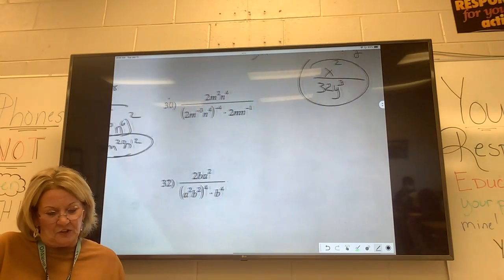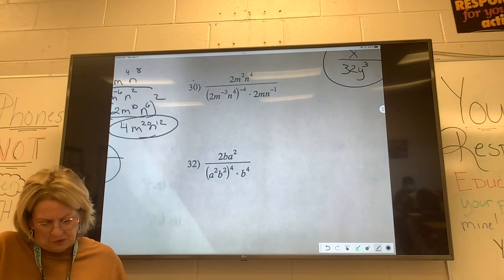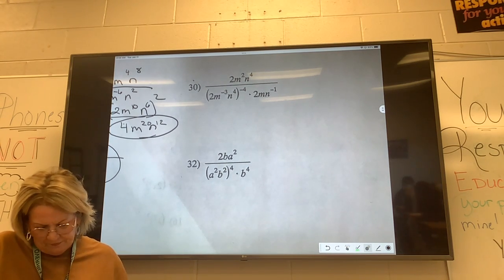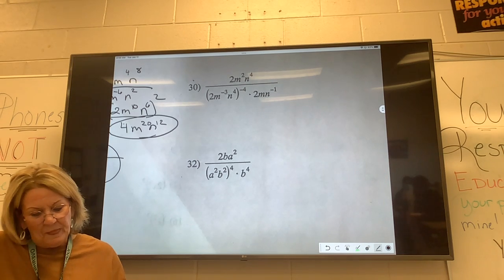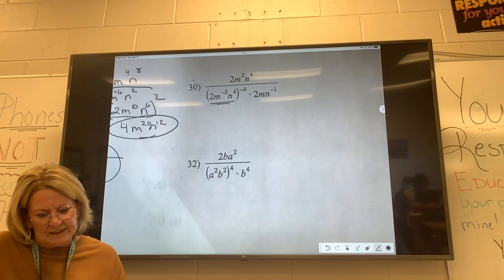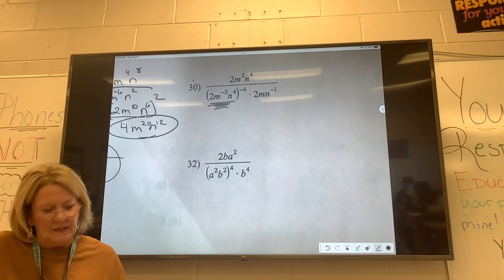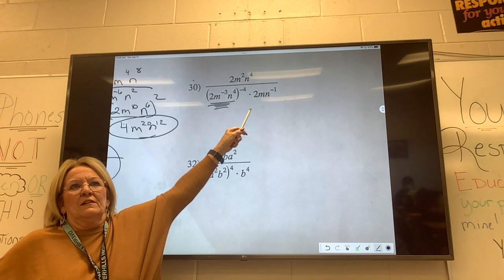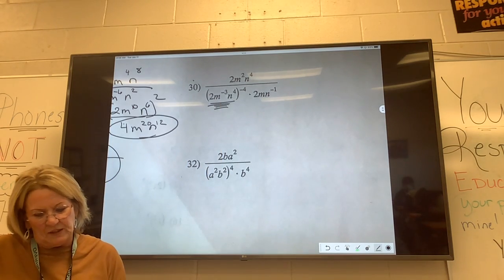So now I've got 30 and 32 left to do. And then you don't have to hear my voice anymore. Then you can get started on what you have to do. So on 30, I'm going to clean this up first. And then I'll clean that up first. Then I'll do this operation. Then I'll go back to the division.